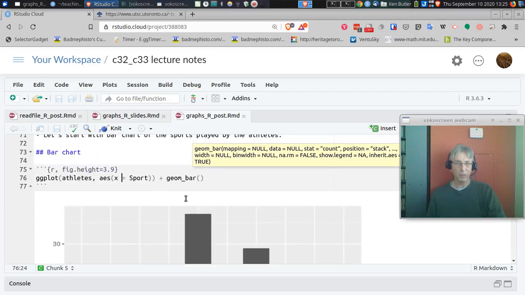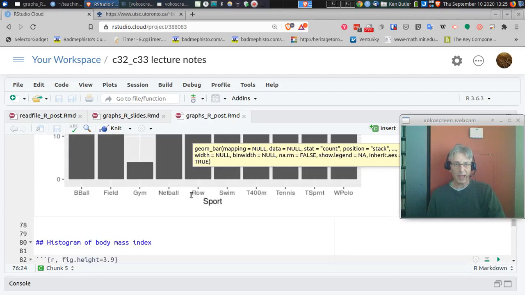So that's the simplest kind of graph that you can imagine. That's a bar chart, one categorical variable which goes acrossways, so it's x. X is across, as my old math teacher used to say. So that's a bar chart.